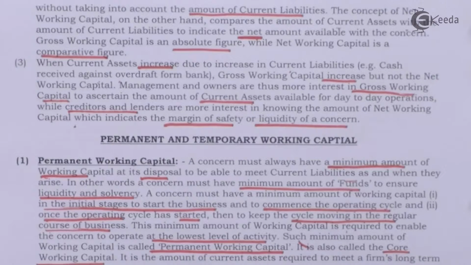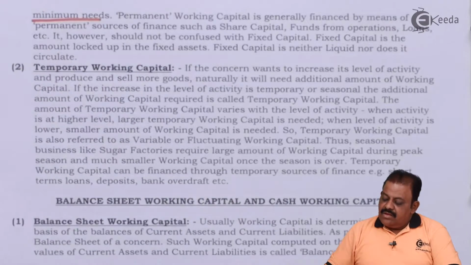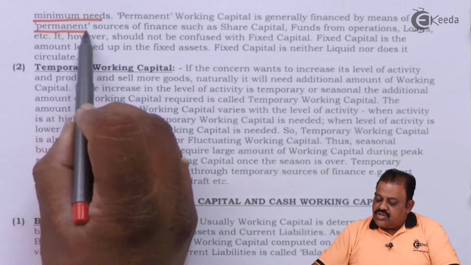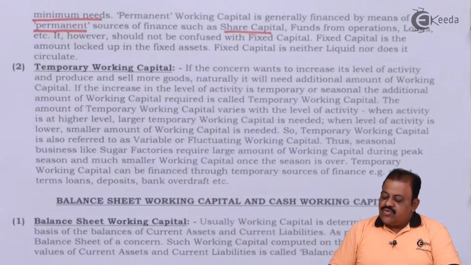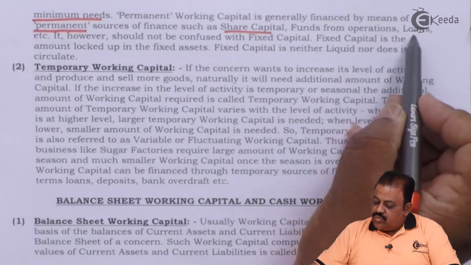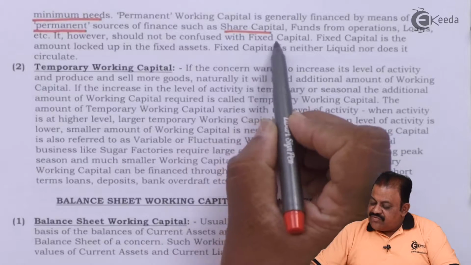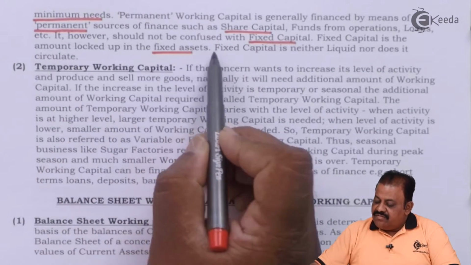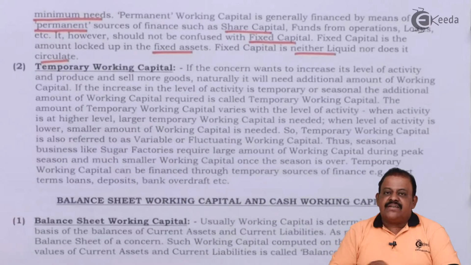It is the amount of current assets required to meet the firm's long-term minimum needs. Permanent working capital is generally financed by means of permanent sources of finance such as share capital, funds from operations, loans, etc. It should, however, not be confused with fixed capital. Fixed capital is the amount locked up in fixed assets. Fixed capital is neither liquid nor does it circulate.